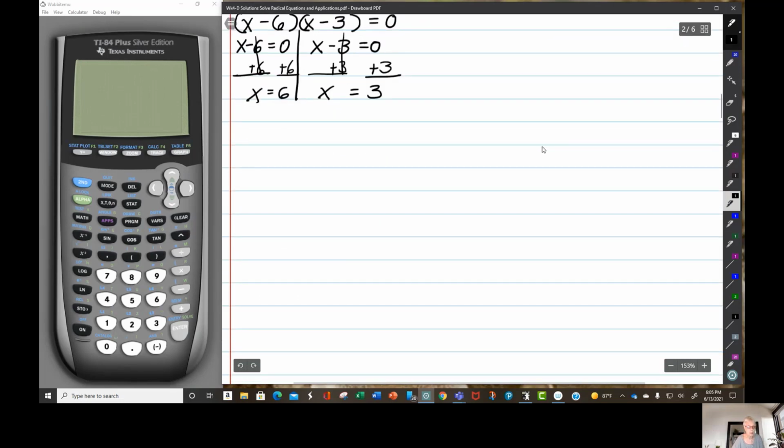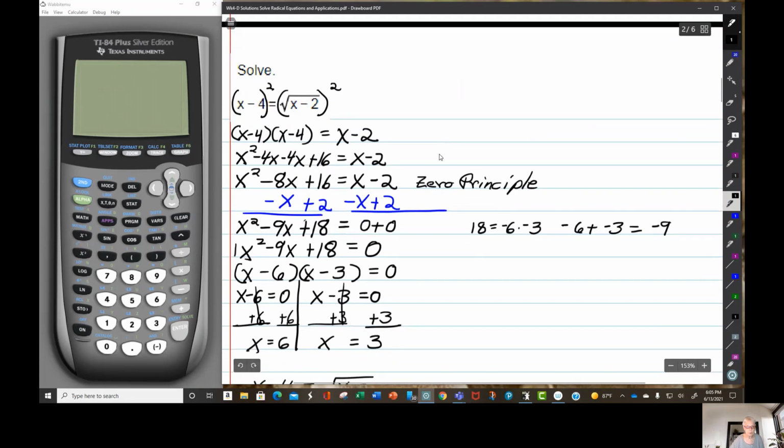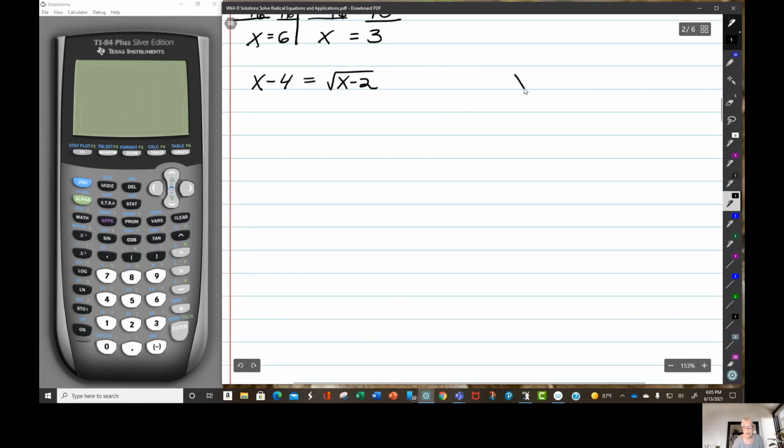x minus 4 equals the square root of x minus 2. Okay, that's true. And x minus 4 equals the square root of x minus 2. Now this is how I'm going to check my answer. This side I'm going to let be x equals 6, and I'm going to let this side be x equals 3.